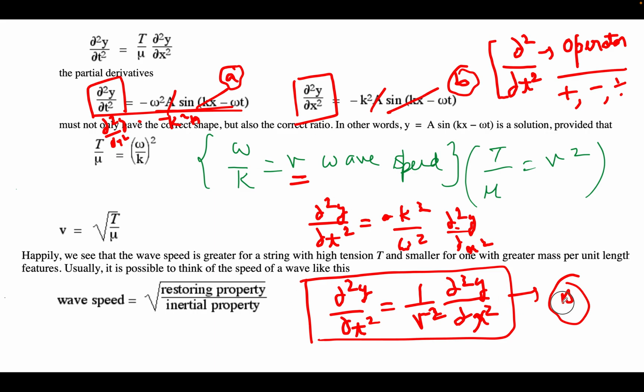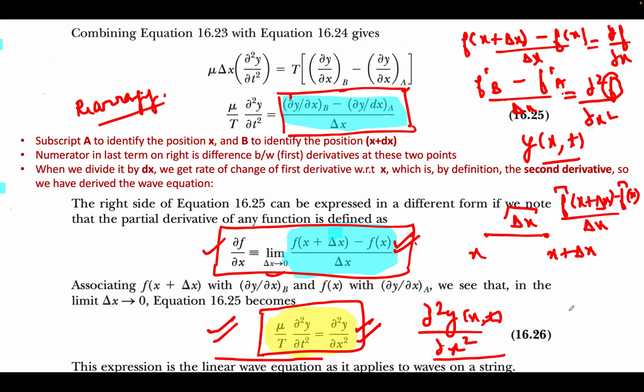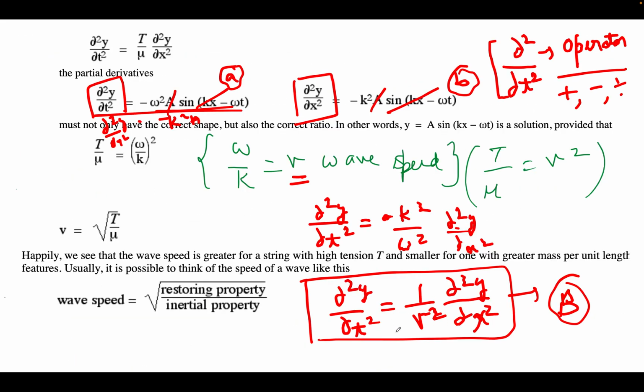So you got this equation B here. And if we refer to the previous equation, del 2y by del t square is equal to T upon mu del 2y by del x square, and compare with this equation, del 2y by del t square equal to v square del 2y by del x square. From here we are able to get that our v is equal to under root T by mu. Getting my point? Wave speed is given by the restoring property, tension, upon the inertial mass property.